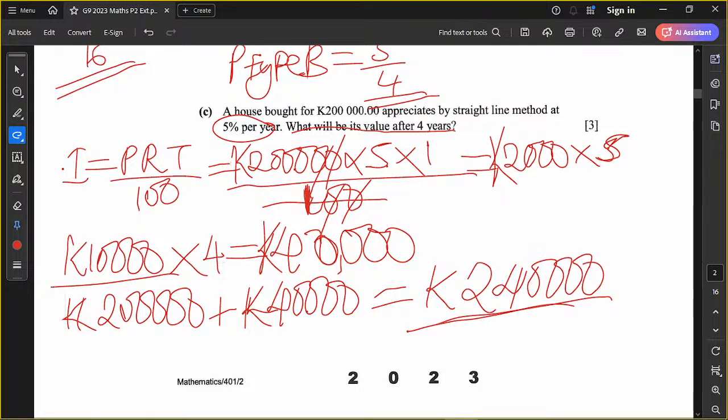240,000 kwacha. That will be the value of the house after 4 years. So the house will be valued at 240,000 kwacha. Okay, so basically this is how you work out this question.